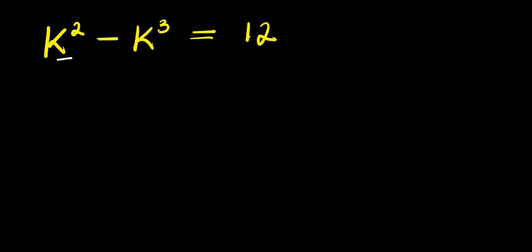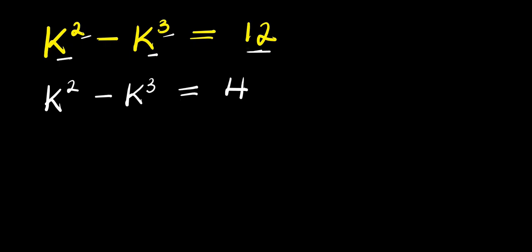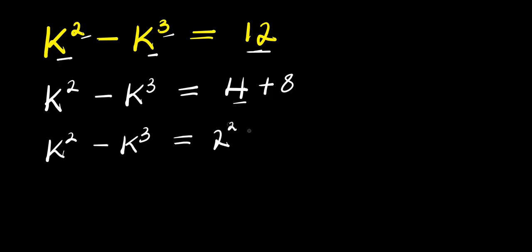Hello, this is k to the power of 2 minus k to the power of 3 equals 12, solving for the value of k that satisfies this equation. Now, I can have this as k^2 minus k^3 equals 12, which is the same thing as writing 4 plus 8. From here, I have k^2 minus k^3 equals 4, which is 2^2, plus 8, which is 2^3.